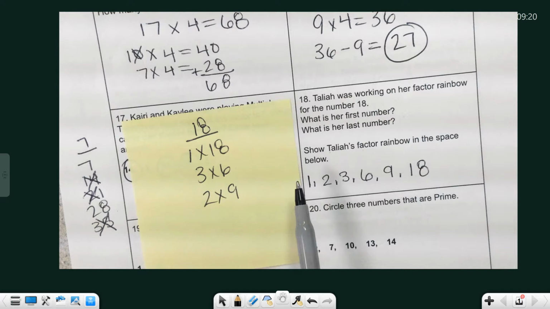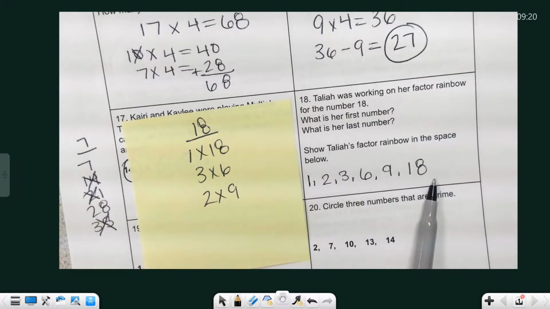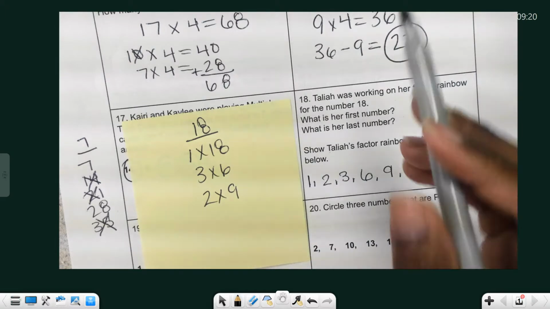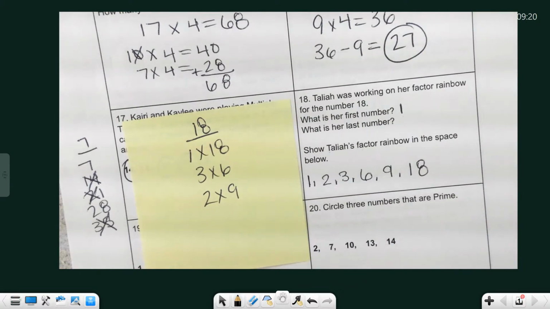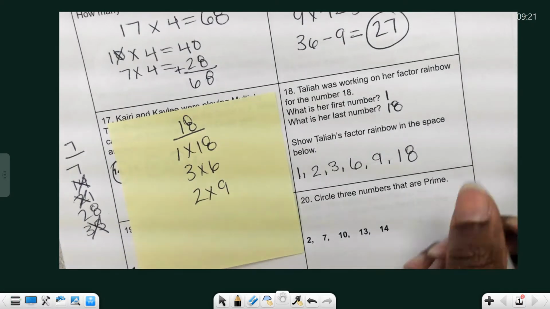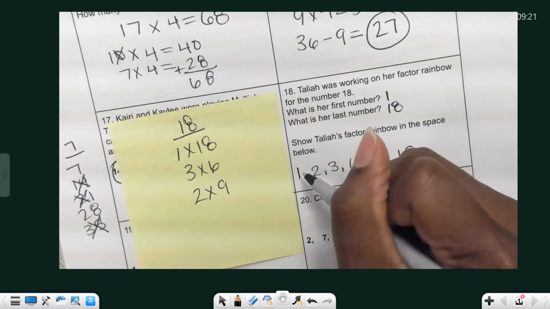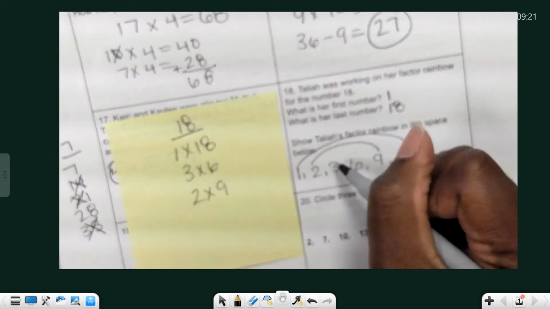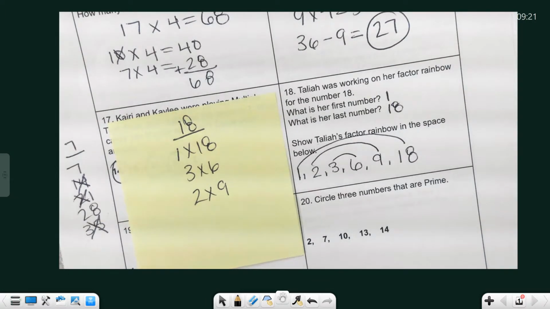If you're listing factors from least to greatest here, her first number showing her factors is what? 1. And her last number is 18. Now your rainbow: 1 pairs with 18, 2 with 9, 3 with 6. That's it. Any questions about that one?